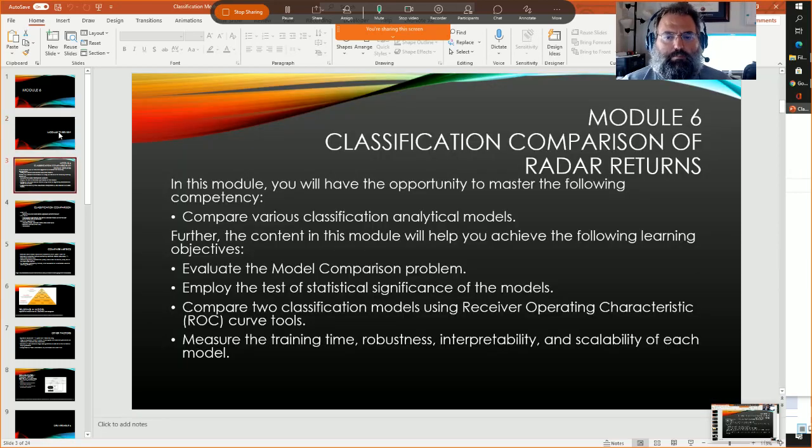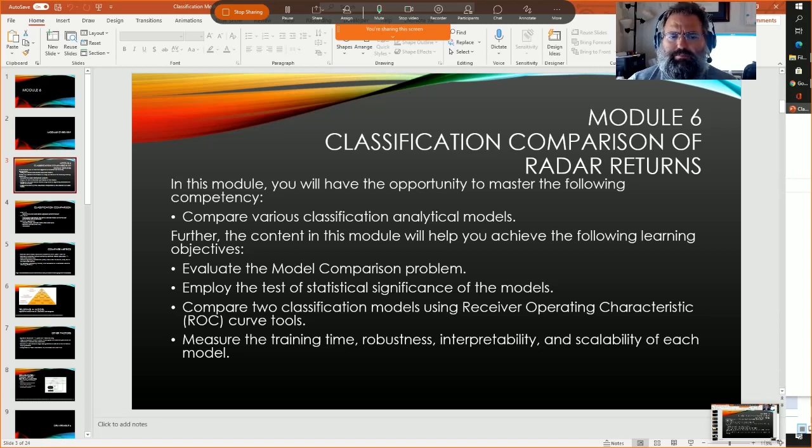So Module 6 is around the comparison of classification results. The idea is to be able to talk about when a model is doing well and when it isn't. So the competency is around comparing various classification and analytical models, and then evaluating model comparison problems. So how do you know what model is good and what model isn't? And then potentially use a statistical significance test to determine which models are better than another.